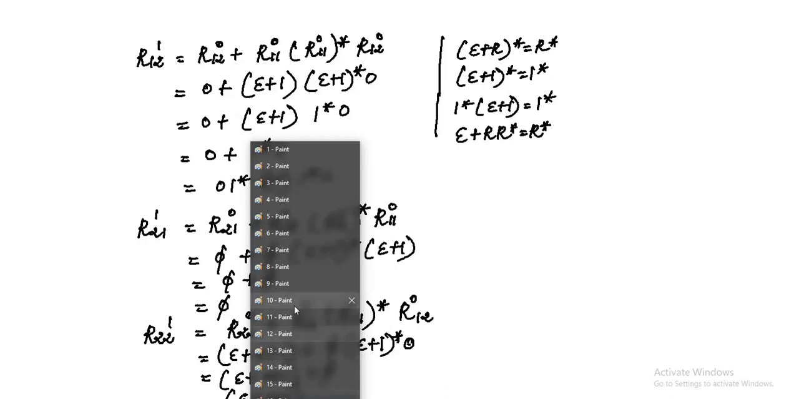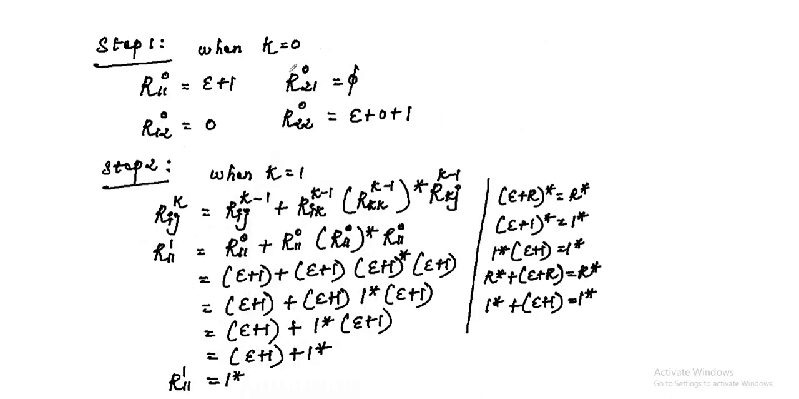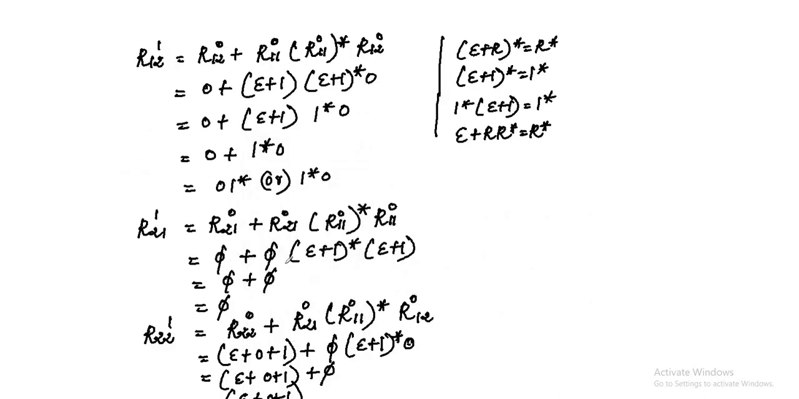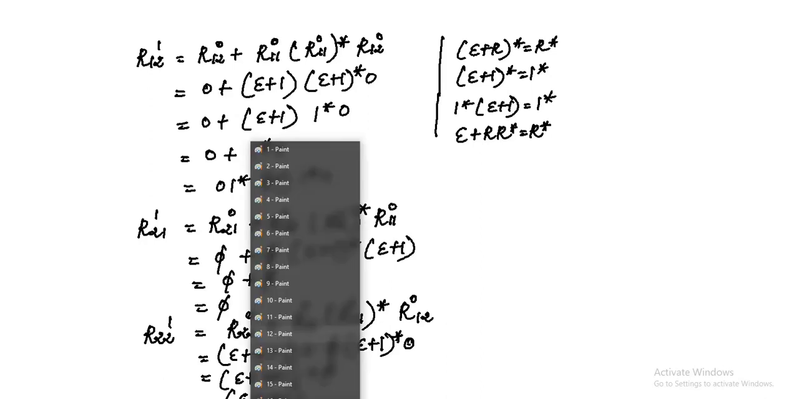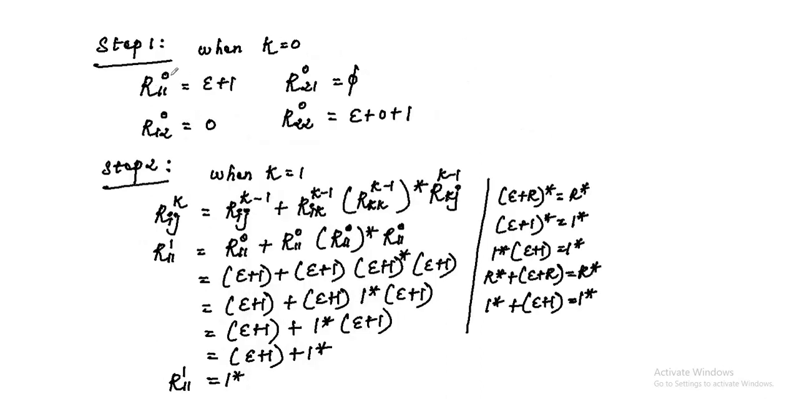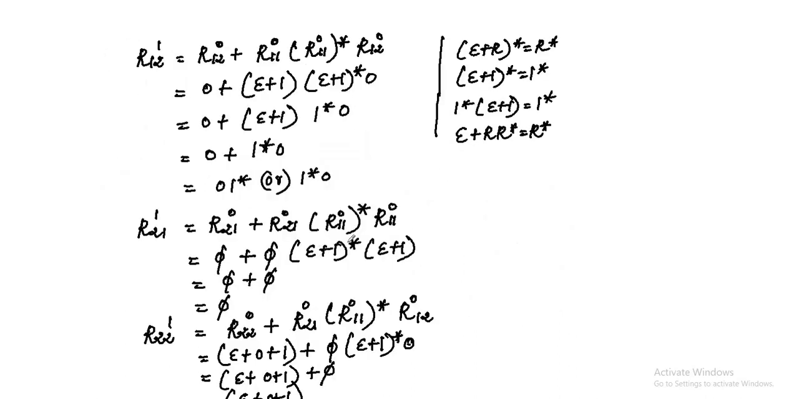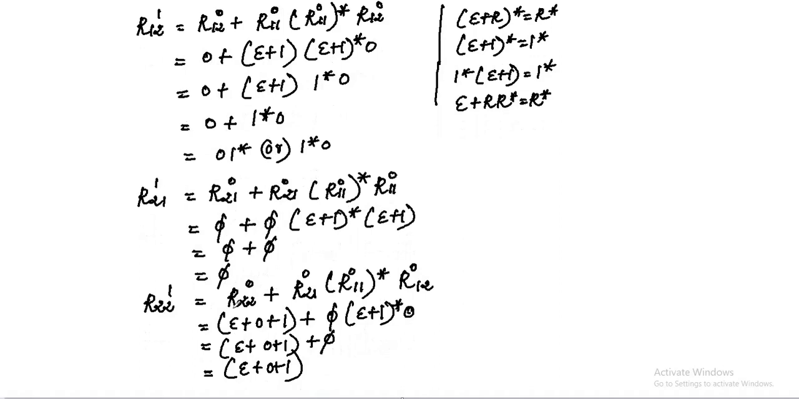Look at the first step. In this first step, R21 raised to the power 0 is null. Here you write null. Next R plus R21 raised to the power 0 null. R11 raised to the power 0, we already written epsilon plus 1 in the first step. In the first step, R11 raised to the power 0 is epsilon plus 1. Here you write epsilon plus 1 raised to the power star, then R11 raised to the power 0 epsilon plus 1. So null plus, if you multiply any value with null, you will get null. Null plus null, null.